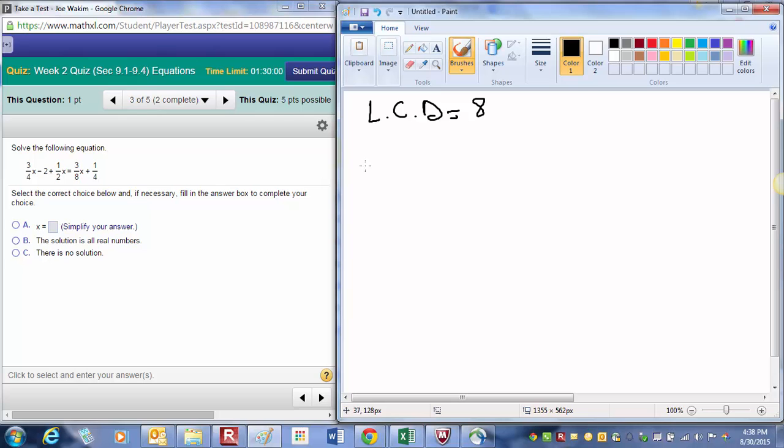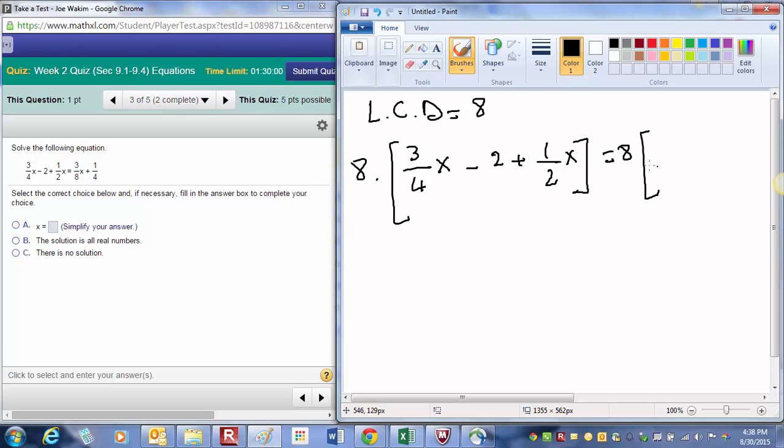Let's go ahead and multiply 8 by everything. Let me just write it down first, and then we can go over simplifying those fractions. Minus 2 plus 1/2 x, this is the left hand side, equals 8. We're going to multiply also by the right hand side, 3 over 8x plus 1 over 4. And so now if you multiply, this is going to be 8 over 1. You multiply straight across with the first term, but then you know that 8 divided by 4 is 2. Or you can divide 8 by 4, 2, and 4 by 4 is 1.